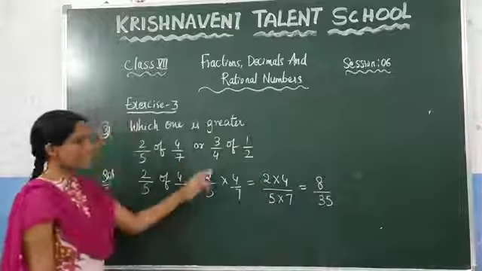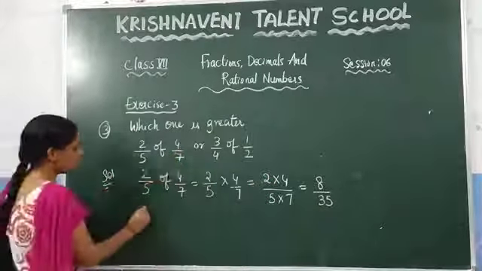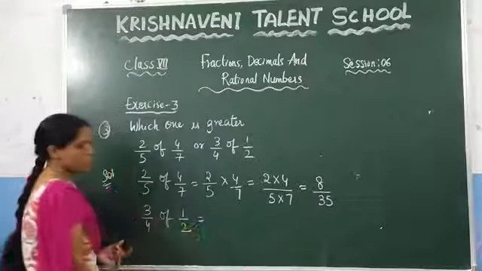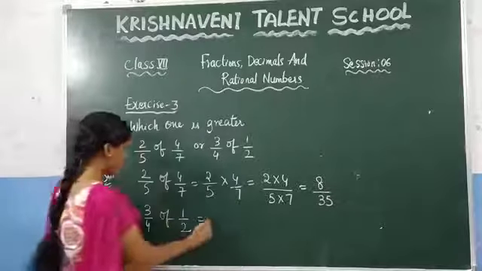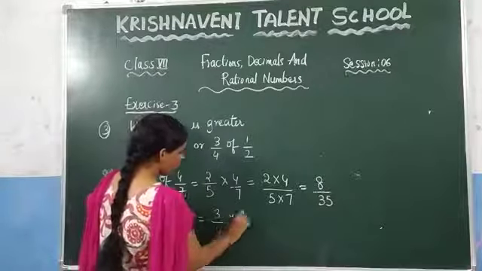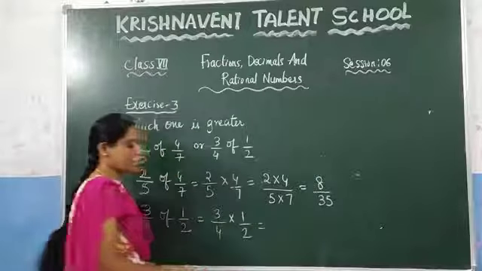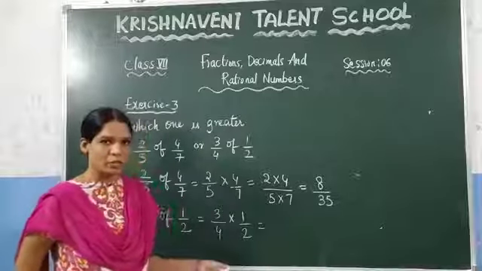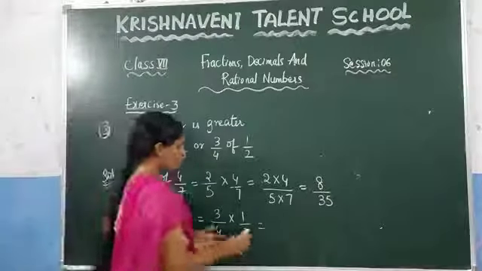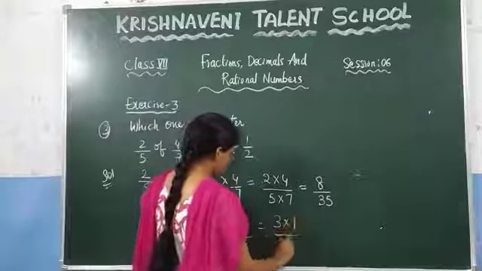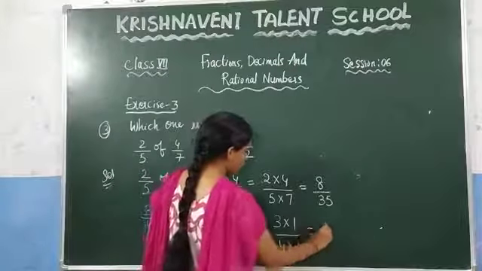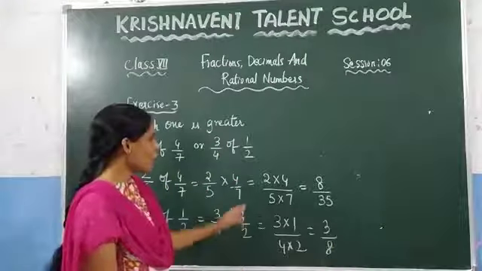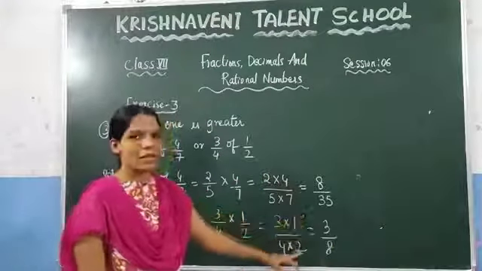Now consider the other fraction. What is the other fraction here? 3/4 of 1/2. Now you need to find the product of these two factors. So write it here: 3/4 into 1/2. Similarly, here we are multiplying the two fractions. Multiply the numerators and multiply the denominators. So what will we get? 3 into 1 by 4 into 2. The value of 3 into 1 is 3, and 4 into 2 is 8. Now we got the results, which are 8/35 and 3/8.